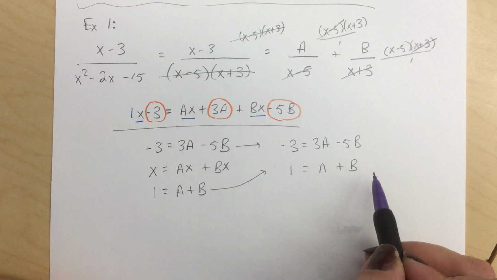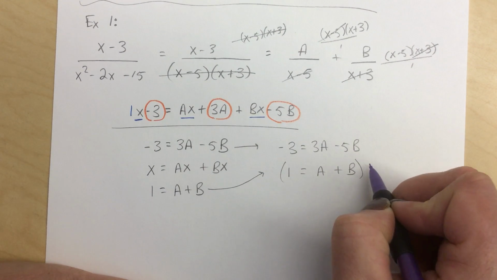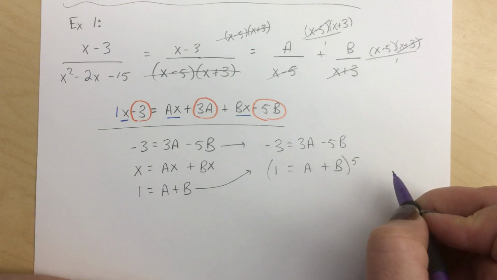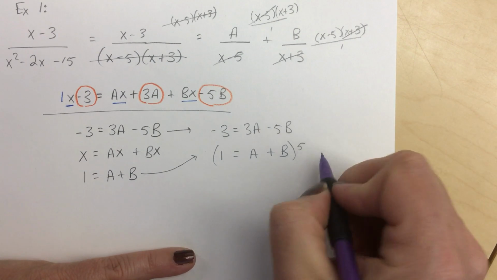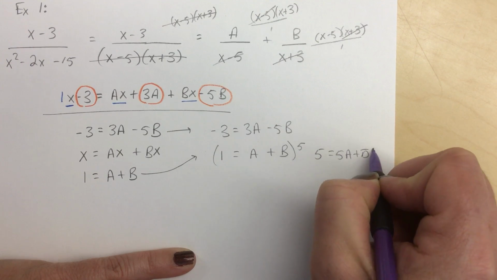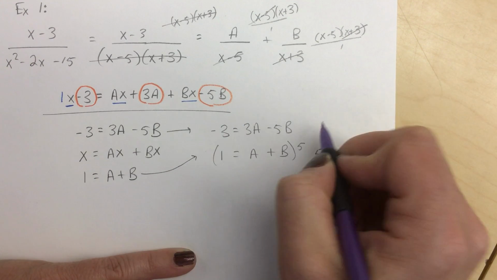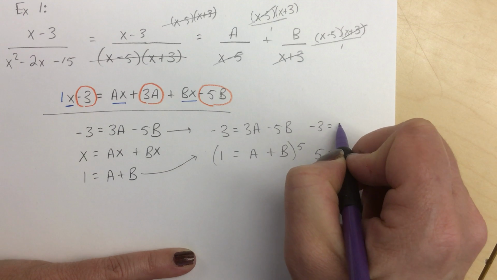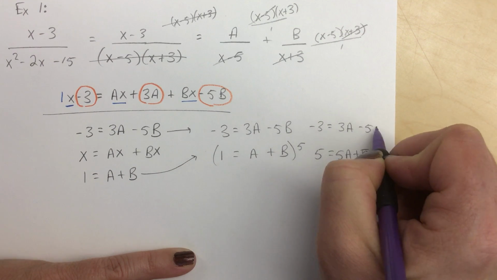Now I have a simple equation that I can solve. I'm going to multiply that one by 5, so that will give me 5 equals 5a plus 5b, and my top equation stays -3 equals 3a minus 5b.